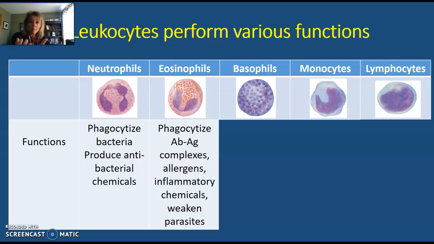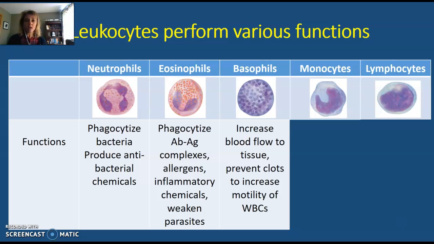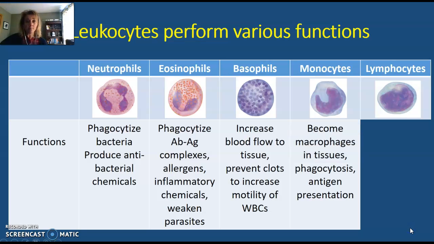And then that big clump is what's going to signal eosinophils to come to that area and to surround and engulf and kill all of those antibody-antigen complexes. They are also going to secrete inflammatory chemicals, so they're pro-inflammation, and they are also going to weaken parasites. Basophils, as I mentioned, their function is to increase blood flow to tissue, prevent clots as well, and both of these things are going to increase the motility or the movement of white blood cells.